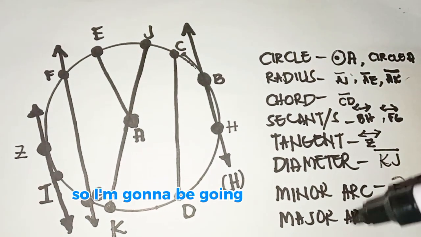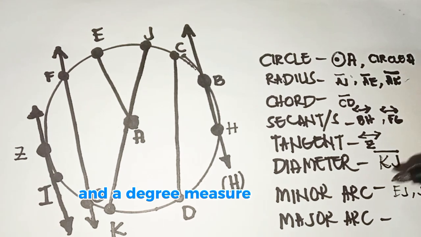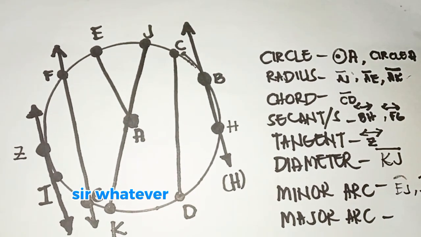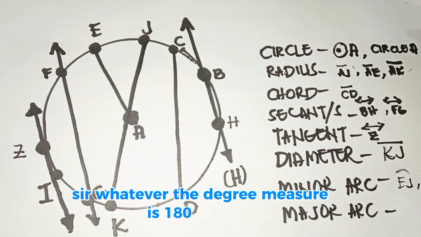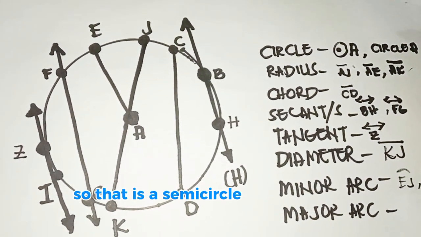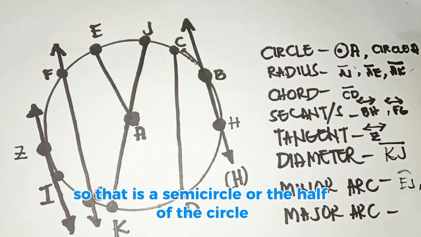So again, we go with minor arc. The degree measure of minor arc is less than 180 degrees. Sir, what if the degree measure is 180 degrees? What do you call that arc? So that is a semicircle or the half of the circle.